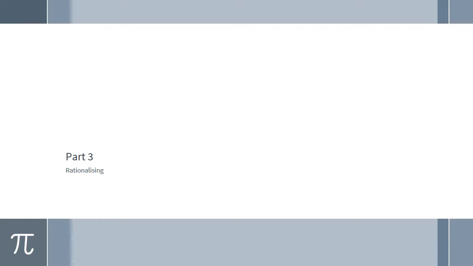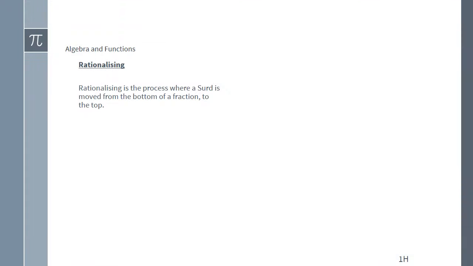Part 3. Rationalizing a denominator. Rationalizing is a process where a surd is moved from the bottom of a fraction to the top. So a over root b, if we multiply the top and the bottom by root b, that becomes a root b over b. So now there's no surd in the bottom.